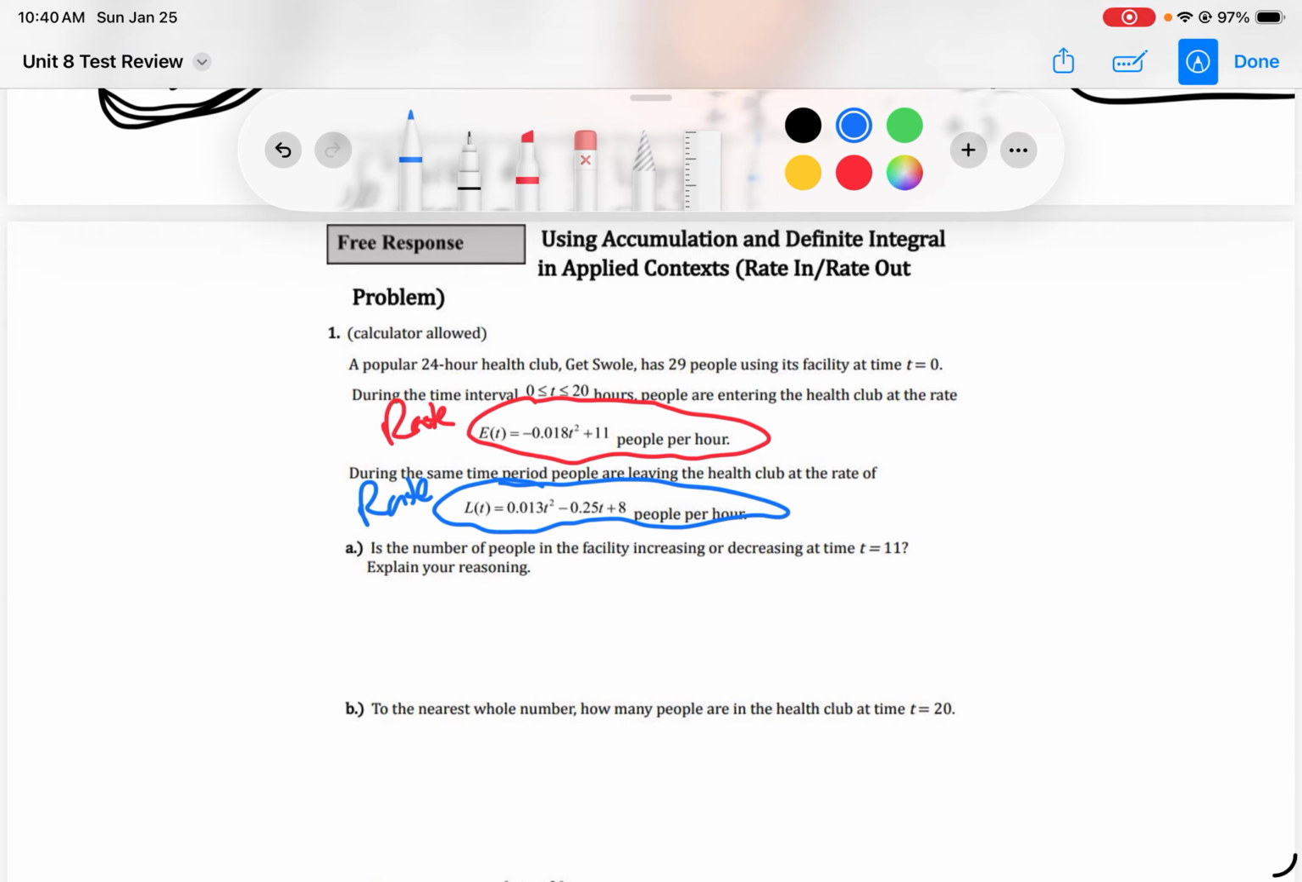Is the number of people in the facility increasing or decreasing at time 11? Explain your reasoning. What I want to do here is simply compare the rates. If I find the rate at which people are entering, and the rate that people are exiting, and compare the two, if the rate entering is greater than the rate exiting, then the number of people is increasing. There's more people coming in than leaving. So I would define in Desmos, E of t is this, L of t is that, and then in a separate line, type in E of 11.